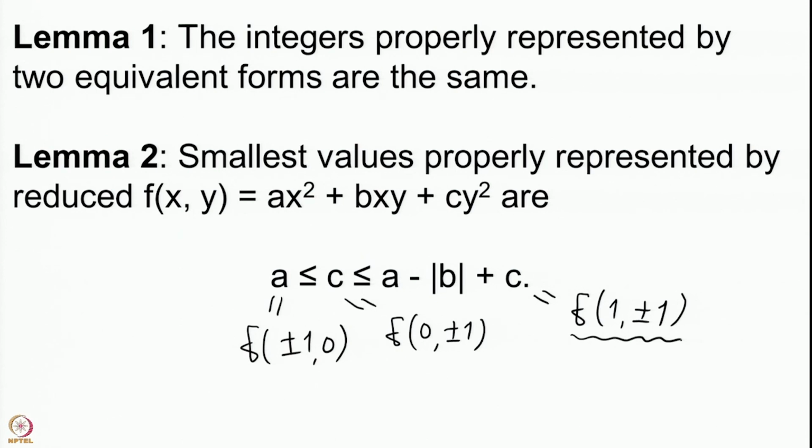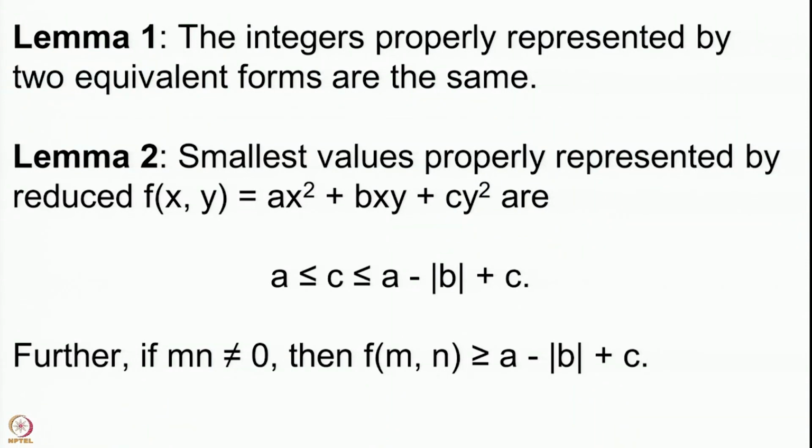Actually, we had proven a stronger statement: if you take m comma n such that both are not 0, that means the product is not 0, then the value f of m comma n is at least the last of these 3. So if m into n is not 0, which means that none of them is 0, then f of m comma n is at least A minus mod B plus C. So, these are the two lemmas.